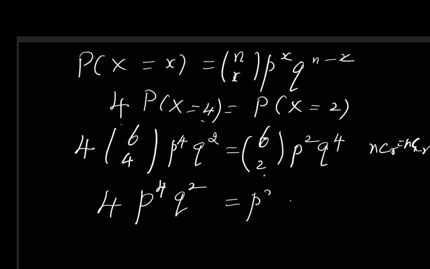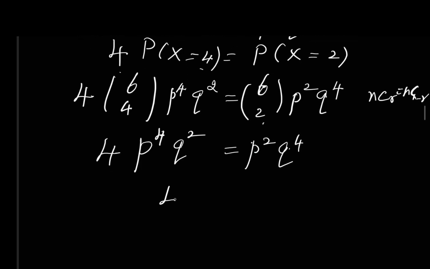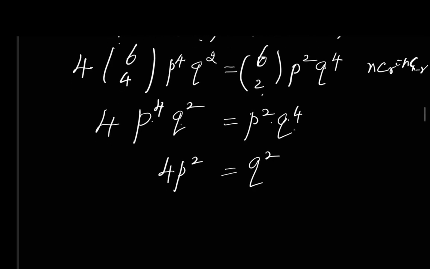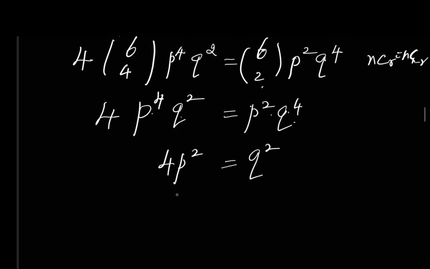P squared, Q power 4. So cancel the common terms here. See P power 4, P squared. So here you will get P squared. But here Q squared, Q power 4. So you will get here Q squared. So 4P squared equal to Q squared.